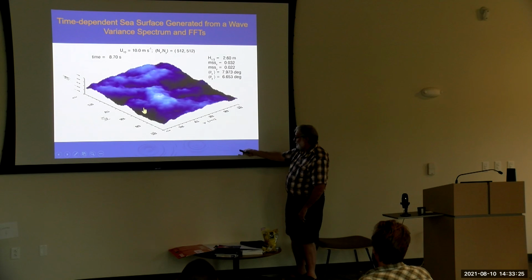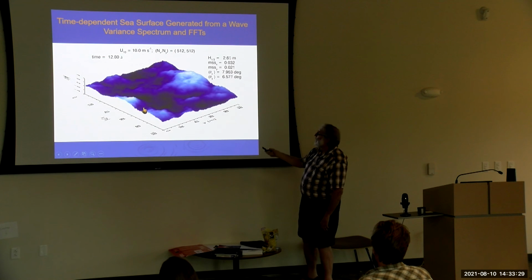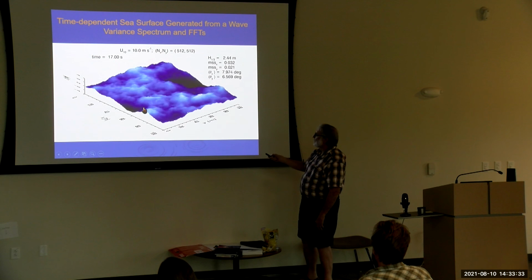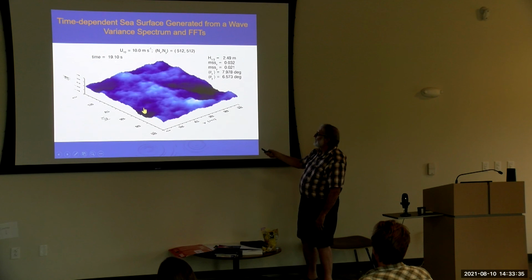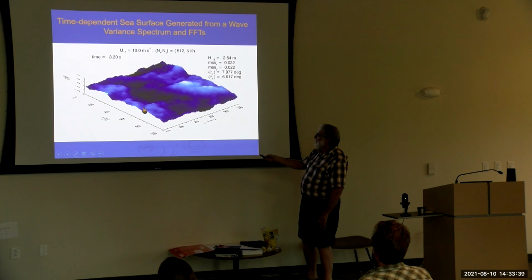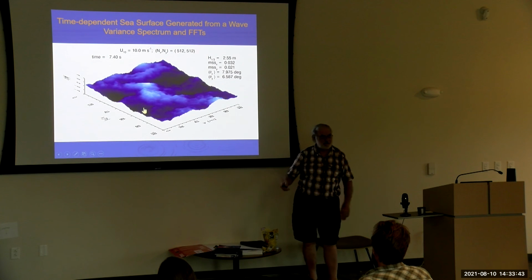This is a patch of sea surface, 100 meters by 100 meters, with a 10 meters per second wind. This is kind of a real-time simulation. It starts over at 20 seconds. So for this wave to propagate 100 meters takes roughly 20 seconds.